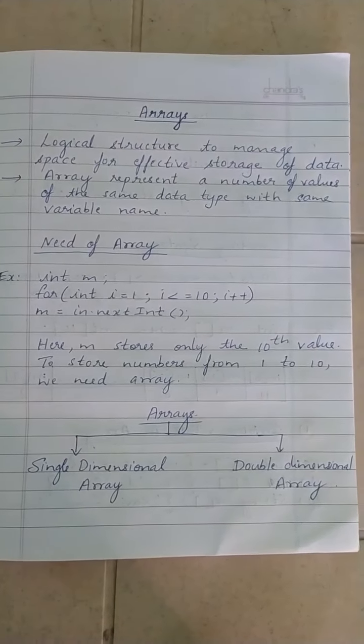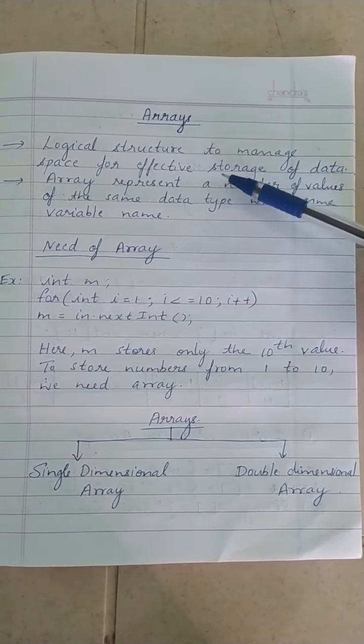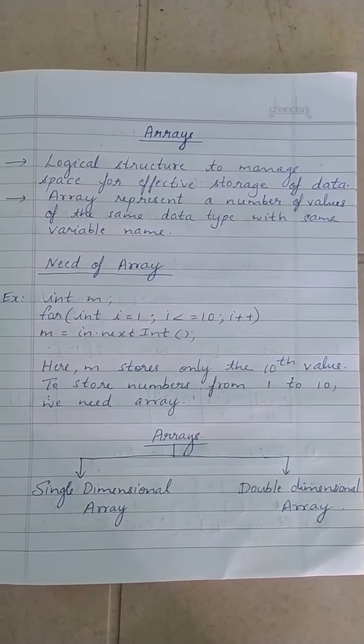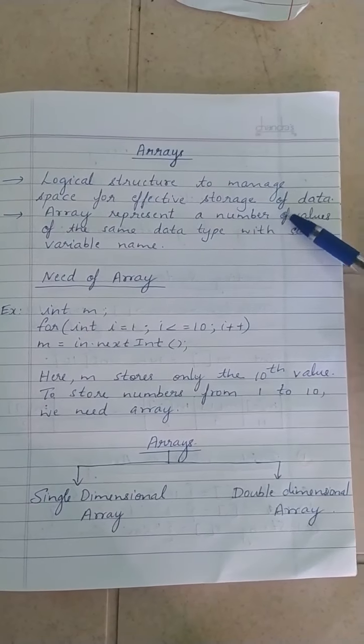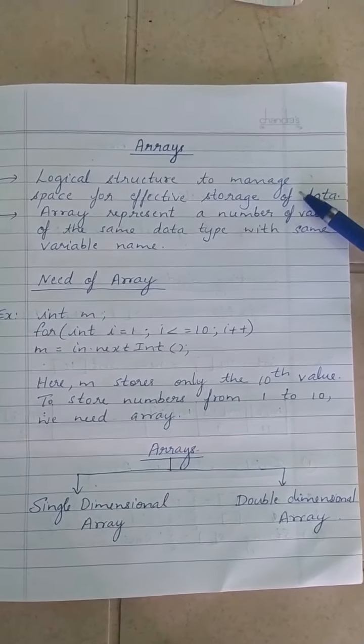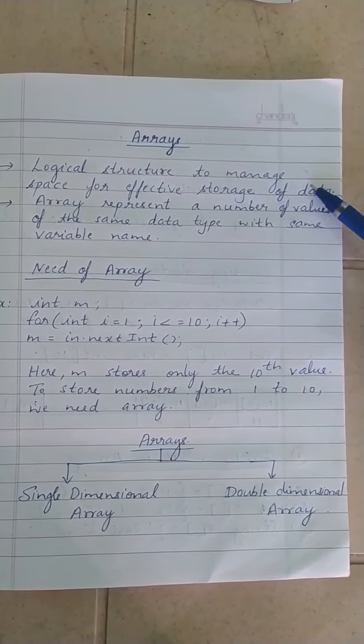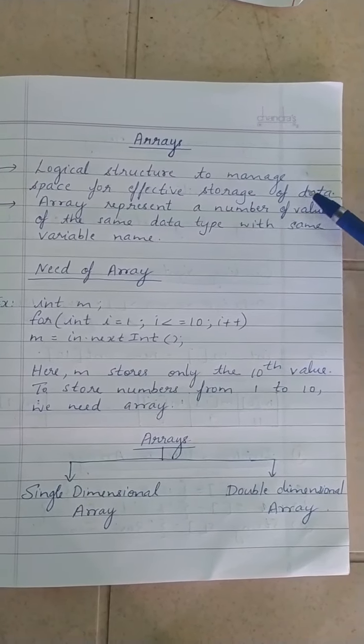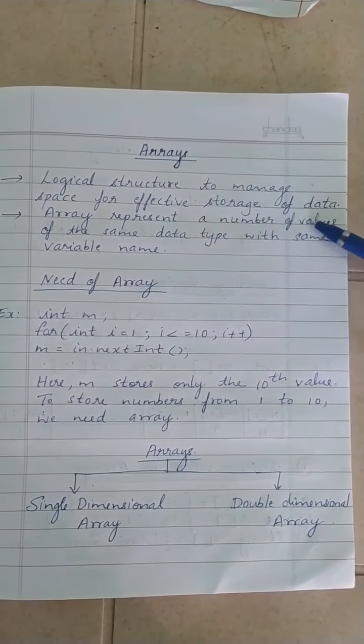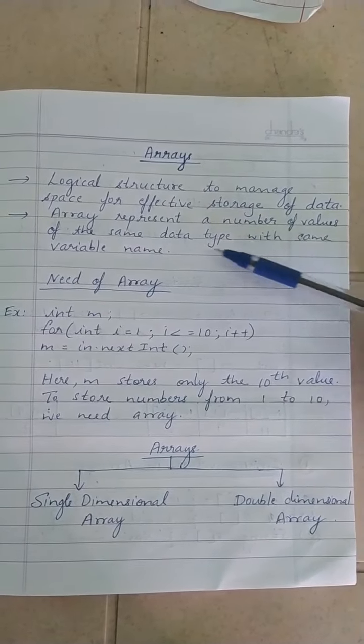So array is a logical structure to manage space for effective storage of data, so that you can store all the data and save it in the memory location, and you can use it later for any operations. And arrays represent a number of values of the same data type with the same variable name.